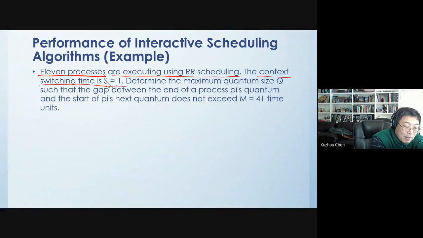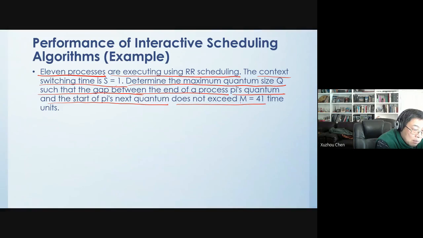Now, this problem is not straightforward, so it requires some actual thinking. Let's say: determine the maximum quantum size Q such that the gap between the end of the process Pi's quantum and the start of Pi's next quantum does not exceed 41 time units. Okay, now let's see. Process 1, process 2, process 3, 4, 5, process 11. So it asks you to calculate what the time quantum is.